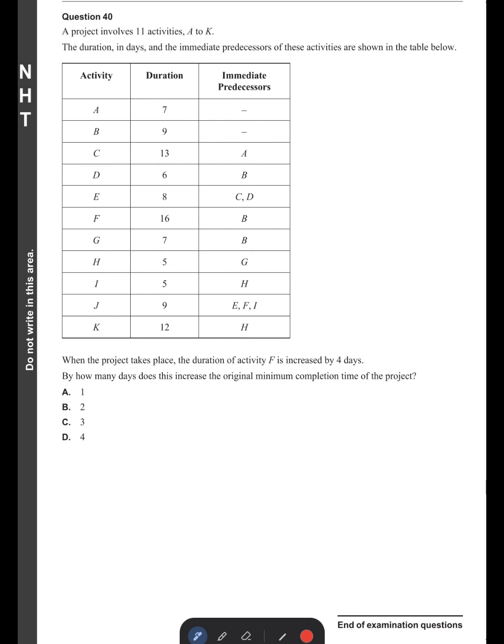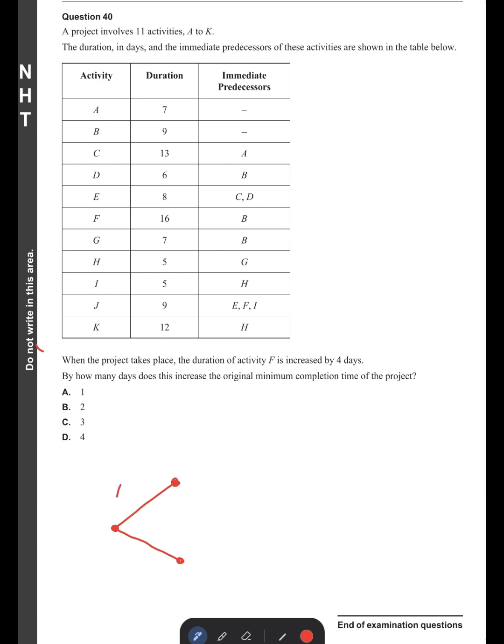Last question. A project involves 11 activities, A to K. The duration in days and immediate predecessors are given below. When the project takes place, the duration of activity F is increased by 4 days. By how many days does this increase the original completion time of the project? All right, so realistically, we're going to have to draw it because there's not really an easy way to do this without being able to visualize it. So I'm just going to draw it.